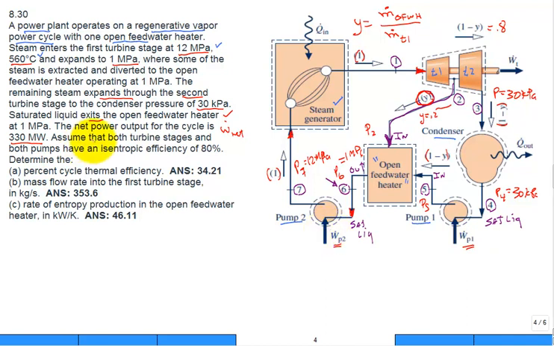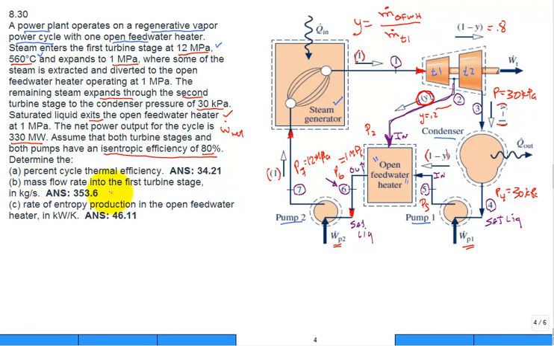Assume that both turbine stages and the pumps have an isentropic efficiency of 80%. So it's a little more complicated in how we handle those pumps and those turbines, but we can do it. And then it asks, calculate the thermal cycle efficiency. The answer is going to be 34%.